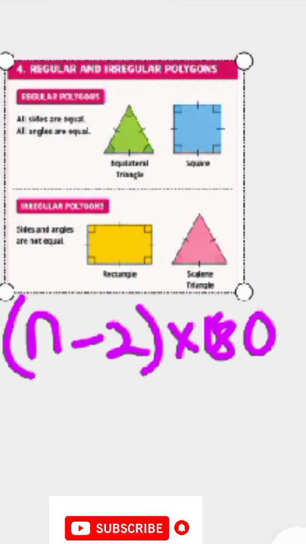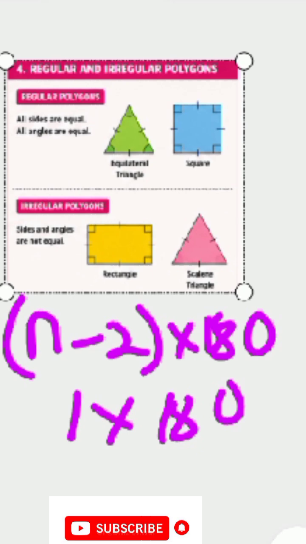So for example, if our polygon is a triangle, it has 3 sides. So n will be 3. 3 minus 2 will be 1. 1 times 180 will give us what? 180. That means the sum of angles in a triangle is what? 180.